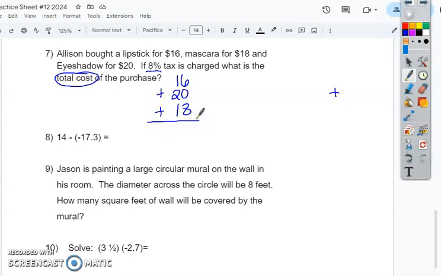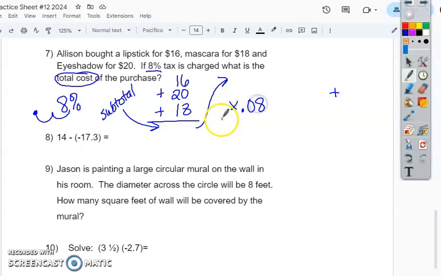So your job is to add this, okay? This is called our subtotal. So pause the video and add this. Then put that number right here, and you're going to multiply by 8%, but you have to do it as a decimal. So remember, 1, 2. So whatever you get, you're going to multiply that by 8%. That tells you the tax.